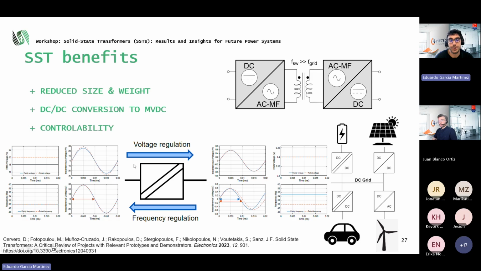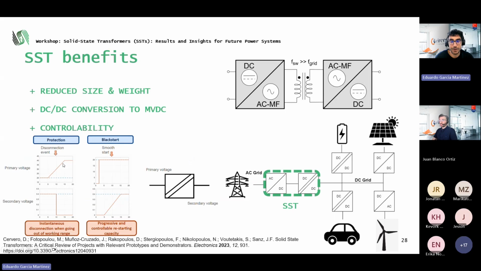It also allows you to regulate the voltage and the frequency depending on the power of the SST, so you can control it in order to stabilize the grid. You can also instantaneously protect from the primary to the secondary, and also perform black start if the grid has some problems. You can do it both in AC and in DC.